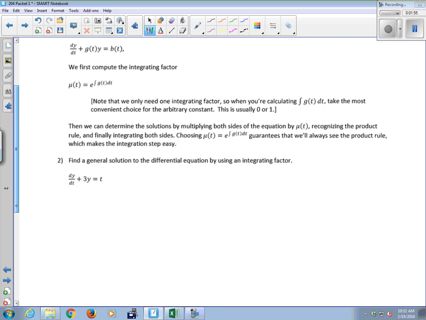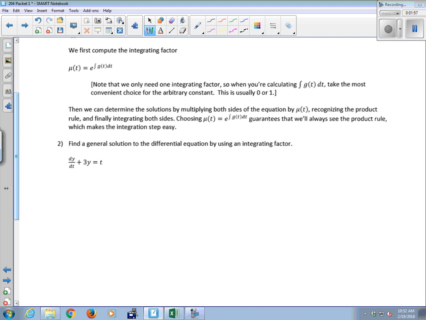All right, so once you have calculated mu of t, you can determine the solutions by multiplying both sides of your differential equation by mu of t, and you'll see something that you should be able to recognize as the result of the product rule. Once you have seen that, integrating both sides is pretty easy. Choosing mu of t to be e to the integral of g of t dt guarantees that you're always going to see the product rule, which makes the integration step easy. So that's why mu of t is what it is. It's guaranteeing that the product rule will pop up in our result.